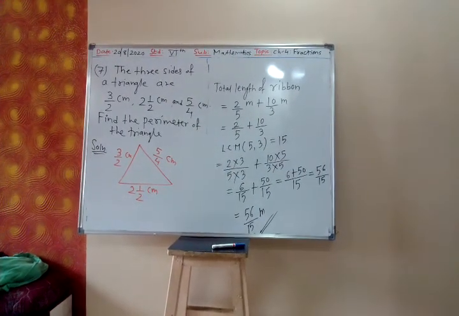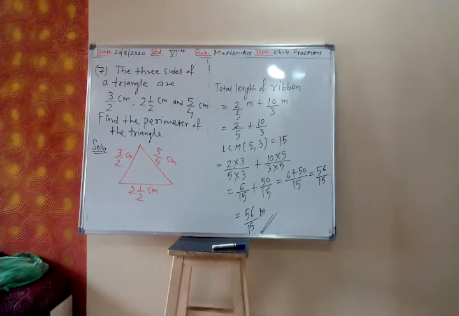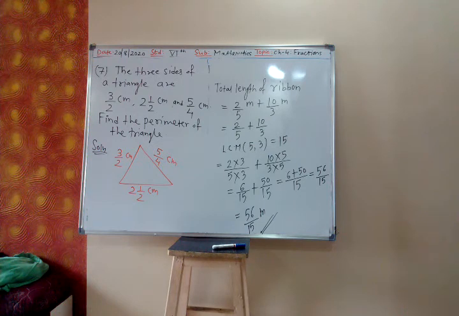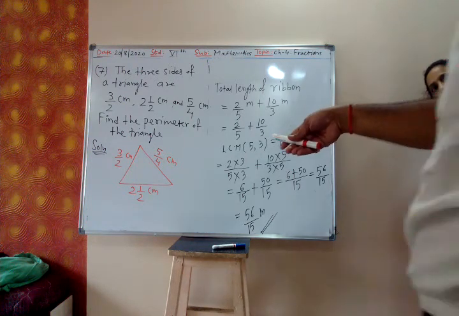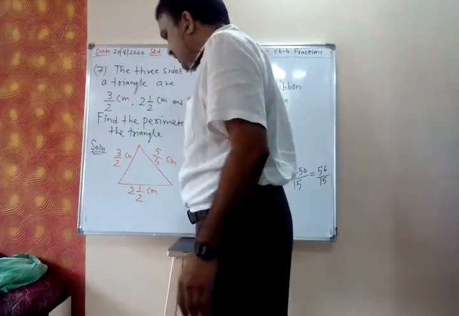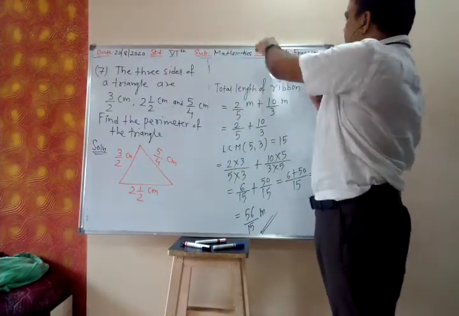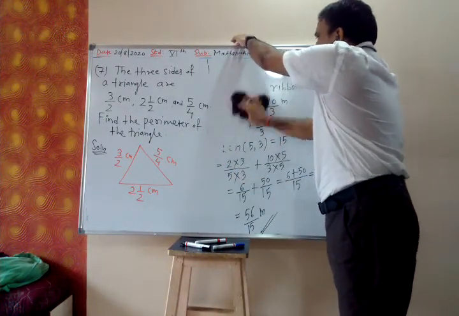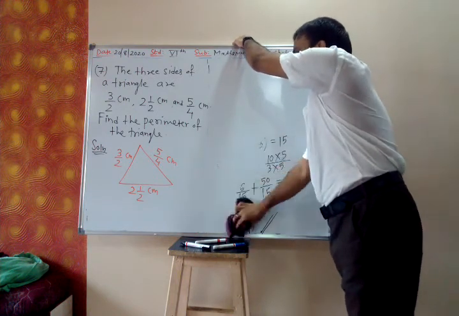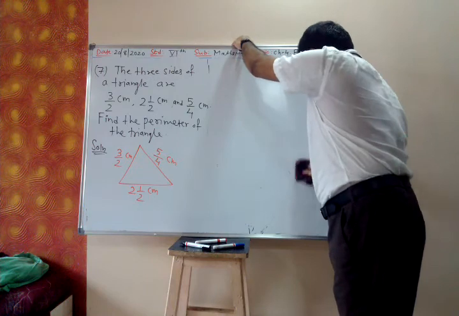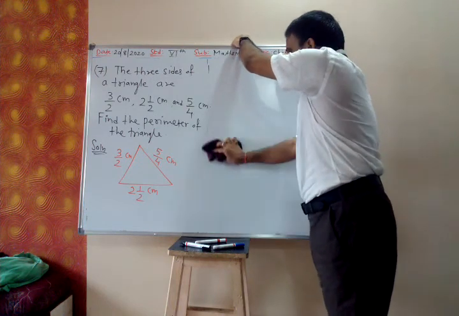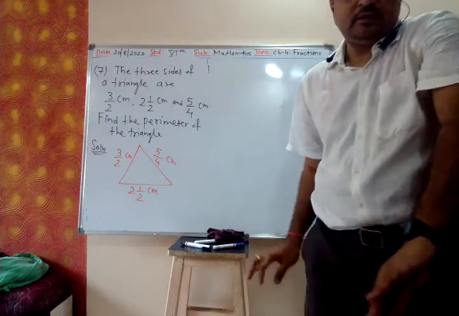Now right. See, this problem I will complete. Three sides of the triangle are given. One side is 3/2 centimeter. Other side is 5/4 centimeter. Third side is 5/4 centimeter.